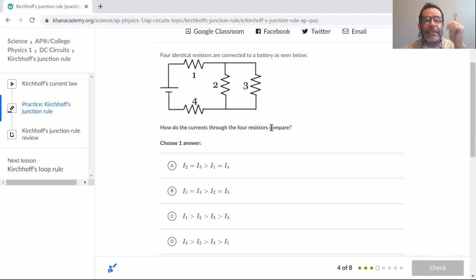Now we've got 4 identical resistors that are connected to that battery. And they're asking us to speak about the 4 currents in each of the resistors. So we're going to have one current I1 going here, another current I2 going here, another current I4 going here, and another current I3 going here. What do we know about those currents looking at the circuit? Can somebody tell me some relationships that we see there? Remember that the resistors are the same.